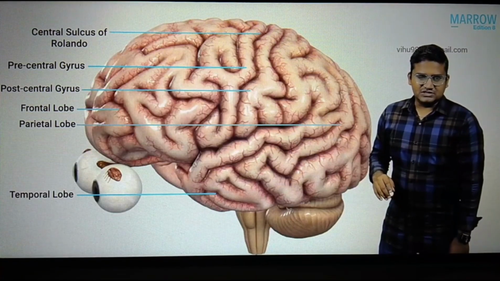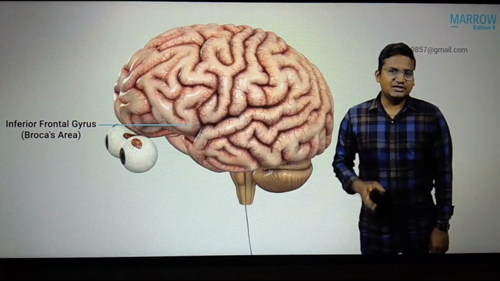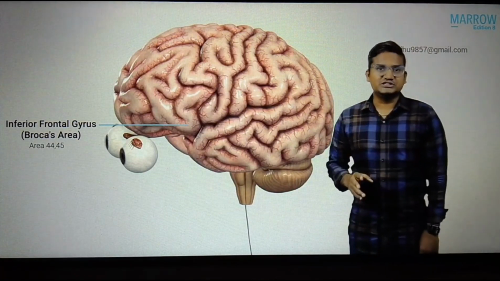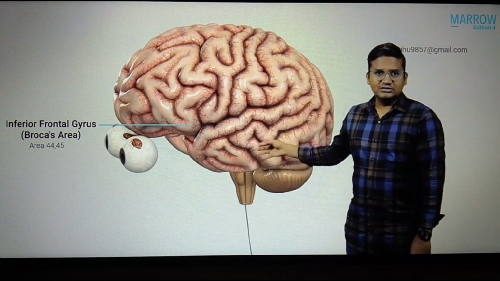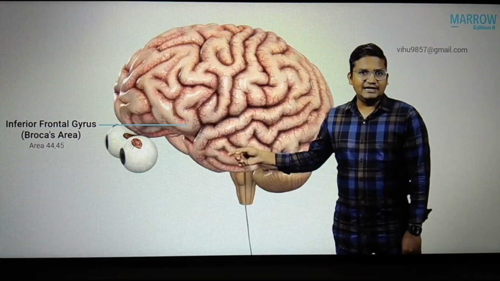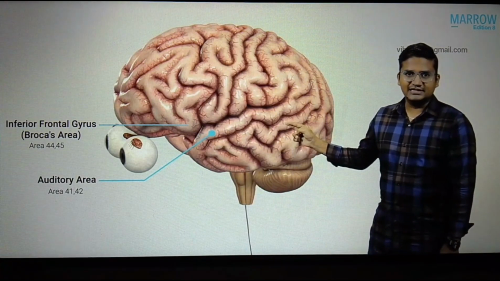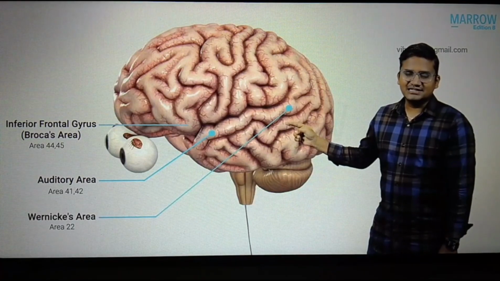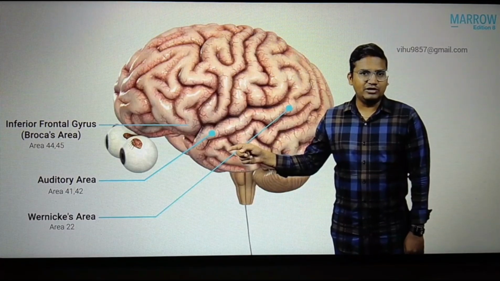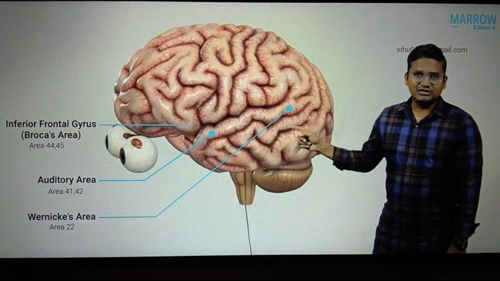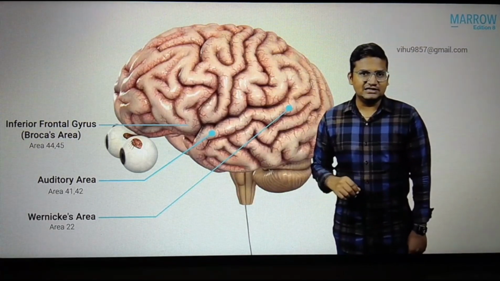That is our inferior frontal gyrus. The inferior frontal gyrus is the motor area for speech, that is Broca's area. Now this is the temporal lobe. On the anterior side, that is the auditory area. On the posterior side, that is our Wernicke's area. Wernicke's area is the sensory area for speech, and this is our auditory area. Auditory areas are 41 and 42. Wernicke's area is number 22. I hope you know that. These are some important areas we are seeing in this part.